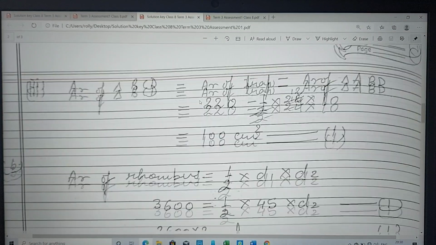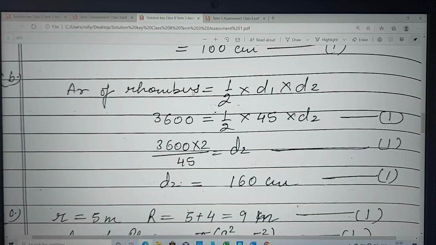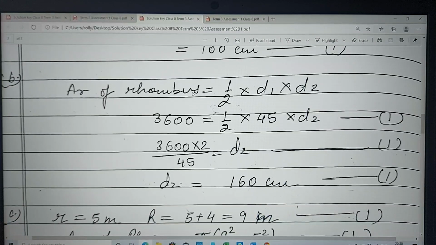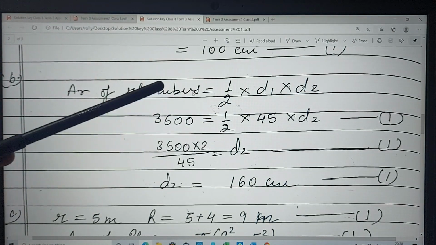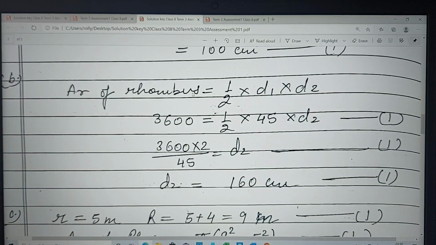Next question is directly formula based. It says that the area of a rhombus has been given as 3600 and one of the diagonals is 45. We have to find out the other diagonal. Clear? The formula for area of rhombus is 1 upon 2 into product of diagonals, or diagonal 1 into diagonal 2. So we put the values. Area of rhombus is 3600. 1 upon 2 into first diagonal 45 into the other diagonal, which we have to find out. We'll transfer 1 upon 2 and 45 to the other side. 45 will come in the denominator, 2 will go in the numerator, and it becomes 160 centimeter.